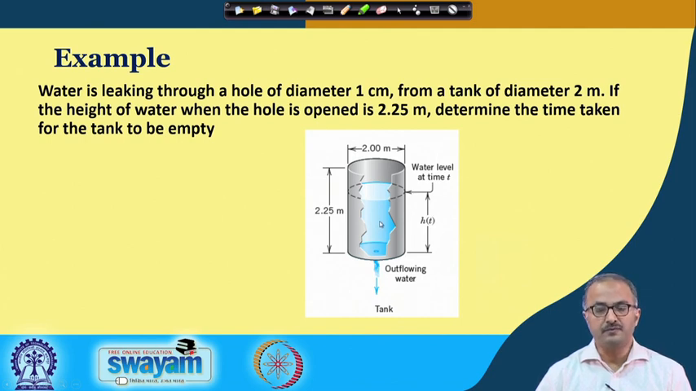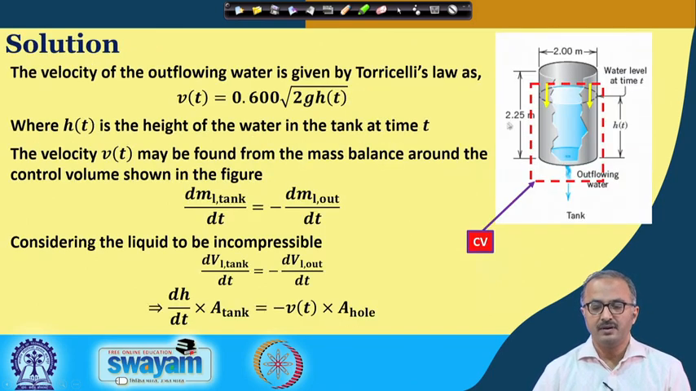All the dimensions have been given in this particular figure, and you can see initially the water level is 2.25, and as it leaks out, the water level comes down. Here, HT shows us the water level at any given time instant t, and this is coming down. Torricelli's law has been given for the velocity of water out of the tank.